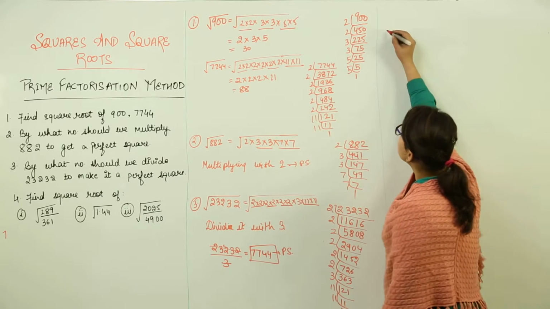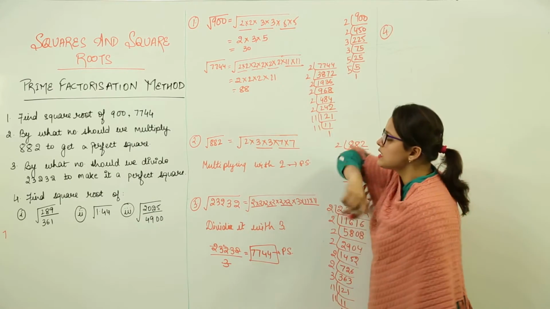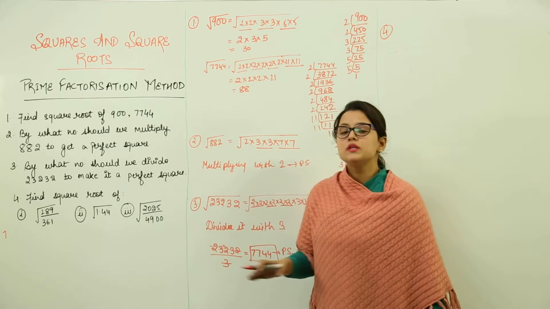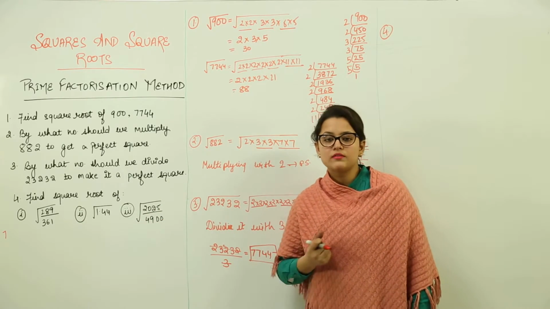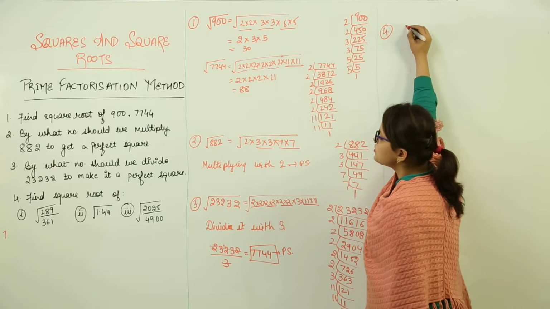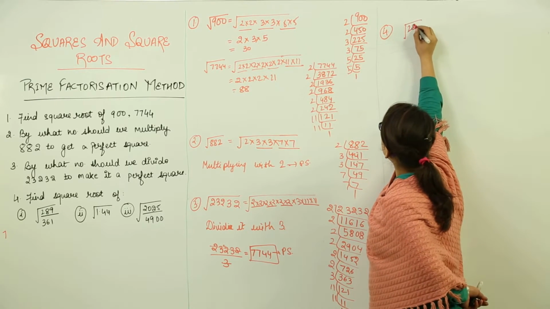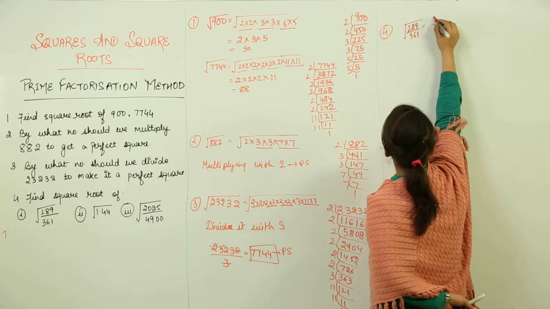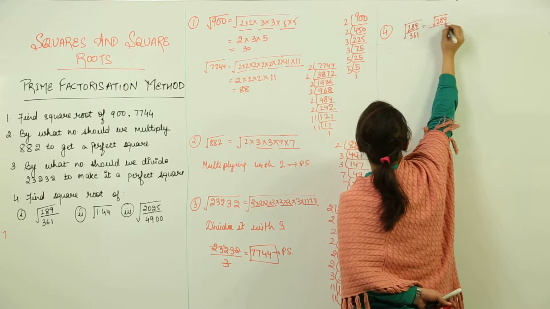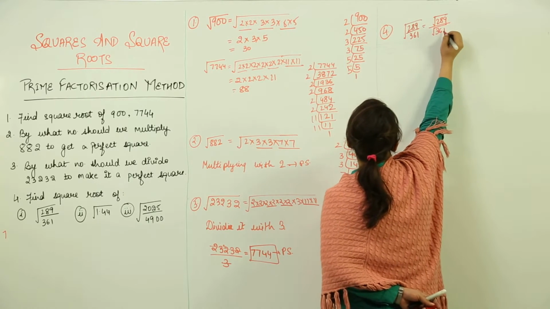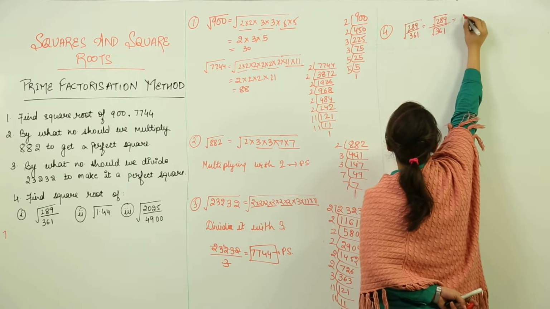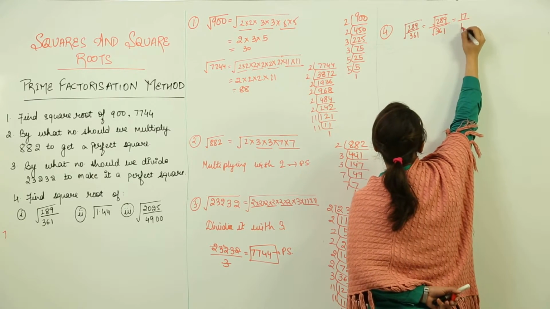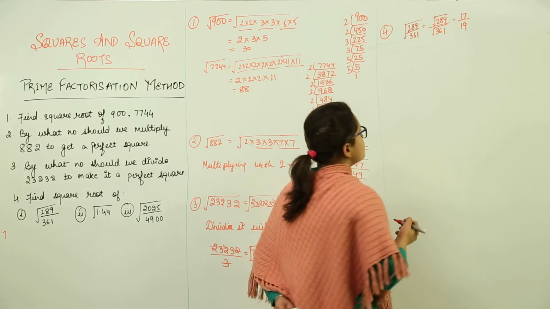Now moving on to the fourth question. The fourth question says you have to find the square root of these values. Over here we will be using some of the properties that we have learned. The property says that the square root of a fraction will be equal to the square root of the numerator separately and the square root of the denominator separately. The square root of 289 is 17 and the square root of 361 is 19. So this becomes my answer.